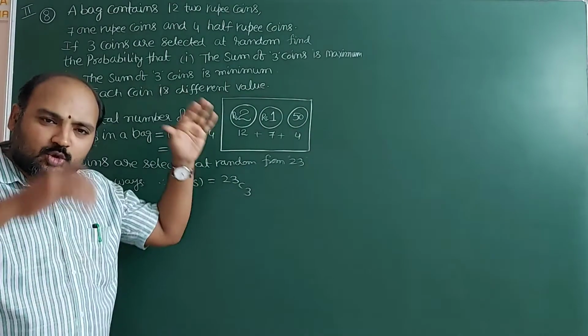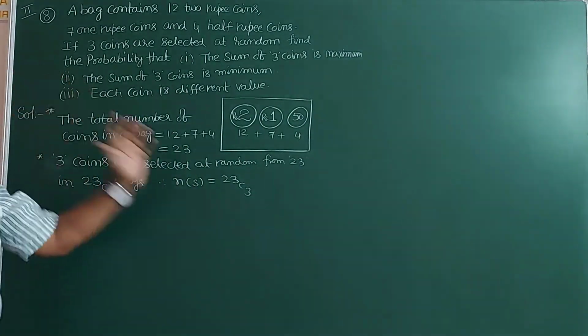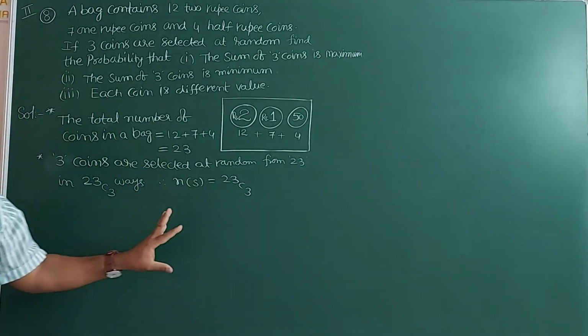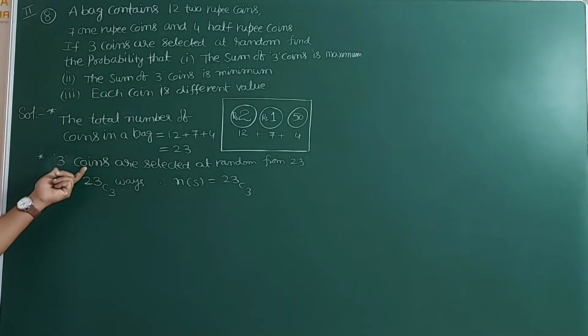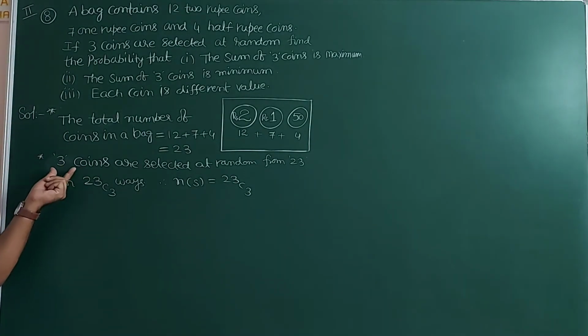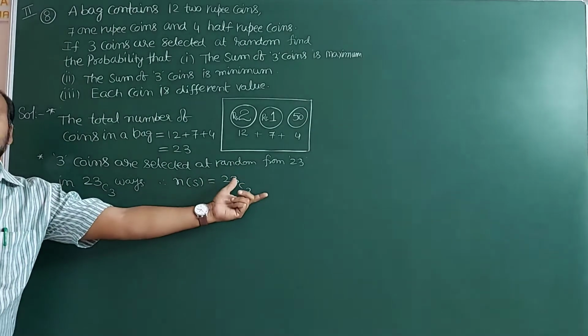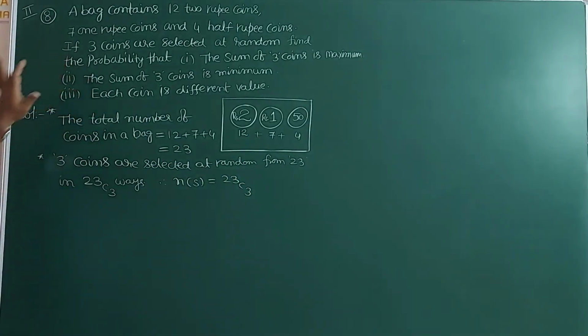23C3. These are the total possible outcomes of the experiment, the experiment of drawing 3 coins from the 23 coins. Now come to the first question.